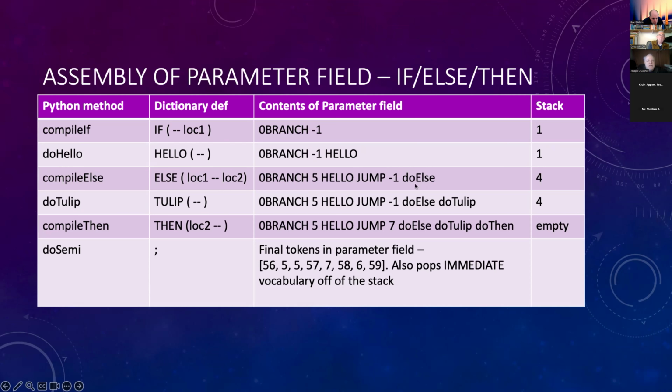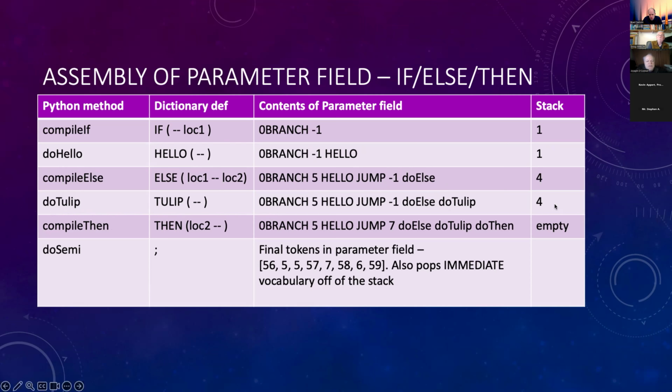And then you have jump -1 do else. Then tulip is compiled next. That just pops up a message saying tulip, by the way. So this is what you have then. Tulip is just, since it's not an immediate word, compiled into the next entry in the parameter field.